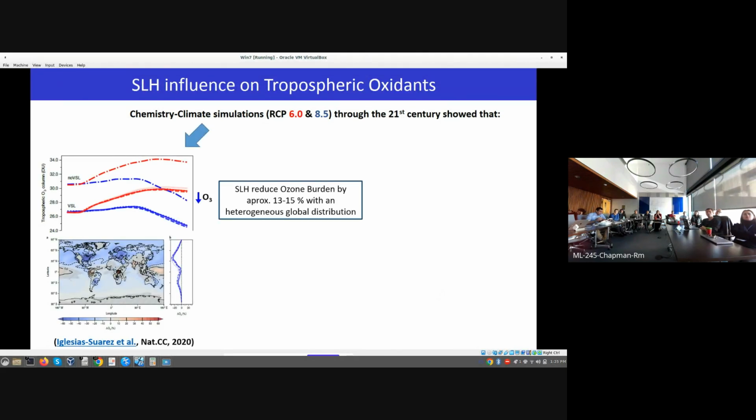Moving into the troposphere, we showed, doing climate simulations, that all these halogen emissions, and in this case the role of iodine was really important, reduced the ozone burden by approximately 15%, regardless of the scenario moving into the future.